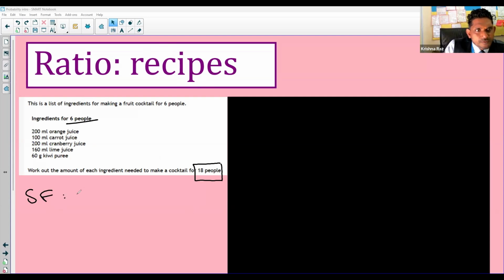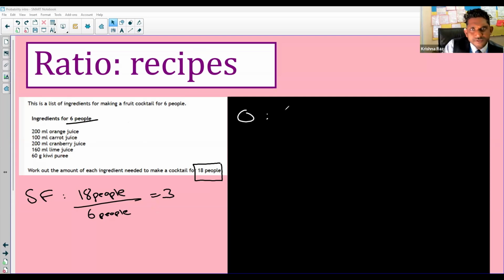So that will just be what we want it for divided by what we have the ingredients for, equals 3. So we need to times each ingredient by 3. That's it. So orange will be 200 times 3. Carrot will be 100 times 3.